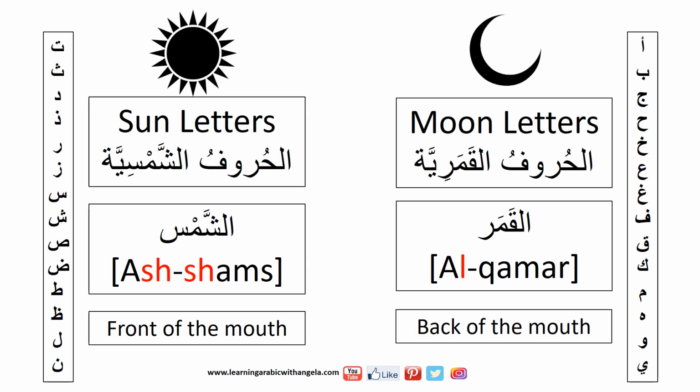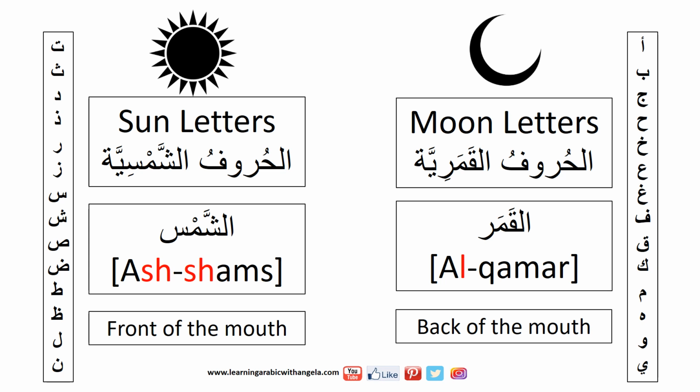Another important aspect about the pronunciation of L is moon and sun letters in Arabic. So the Arabic alphabet is divided into moon letters, which are 14 letters, and sun letters, which are 14 letters as well. So let's look at this example. Al-Qamar, the moon. Notice that we pronounced the lam in Al.